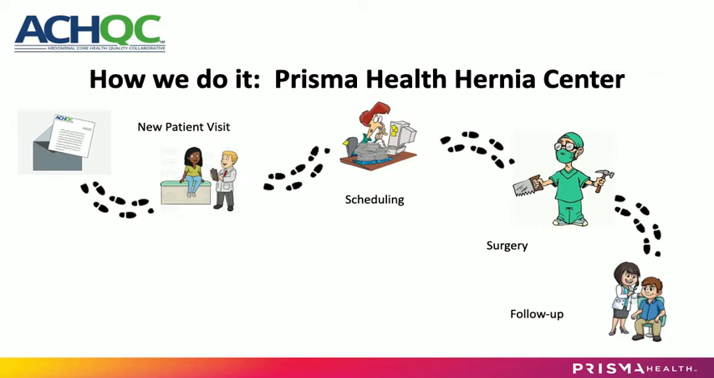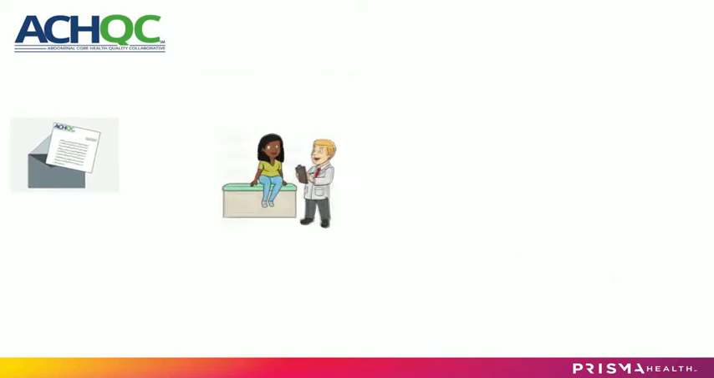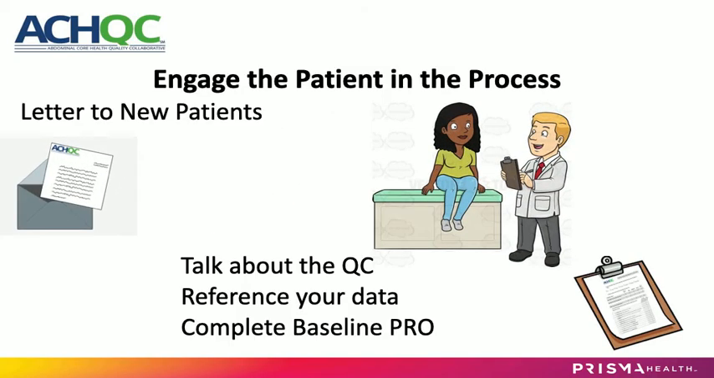So how we do it at Prisma, I just want to walk through with you each of the basic phases of care, from the new patient visit to the follow-up, and how we use the QC at each of these levels. So first, before the patient ever gets to us, they're actually sent a letter with their new patient package to address the QC, inform them what it is, how we use it, what data is collected, how that data is handled. So they have some background information coming into us from the get-go.